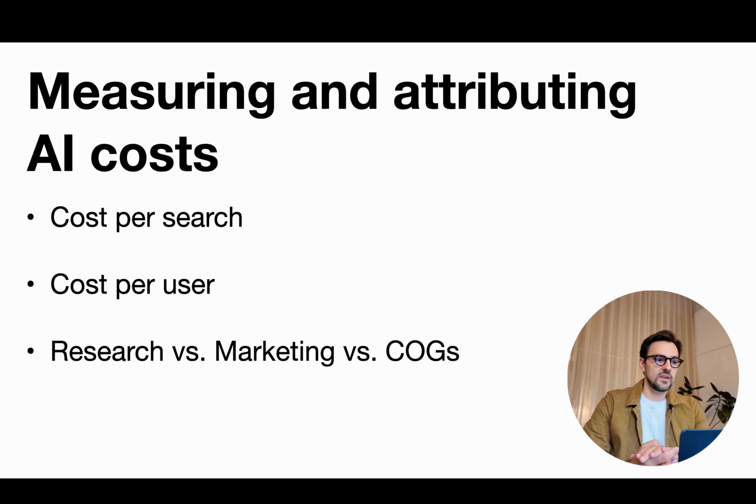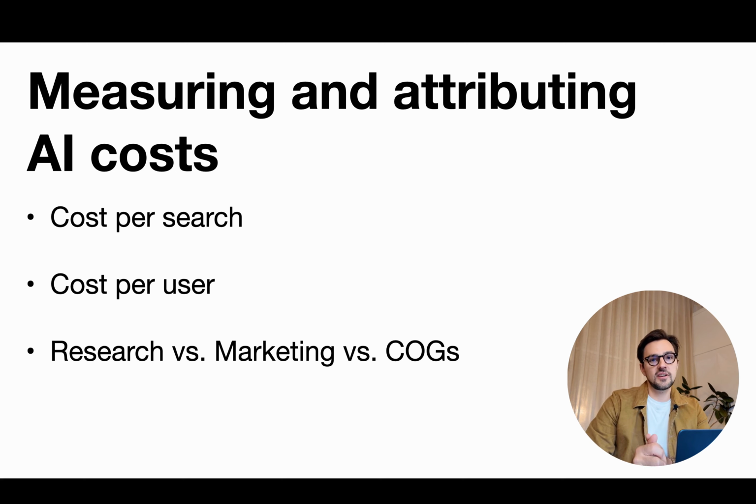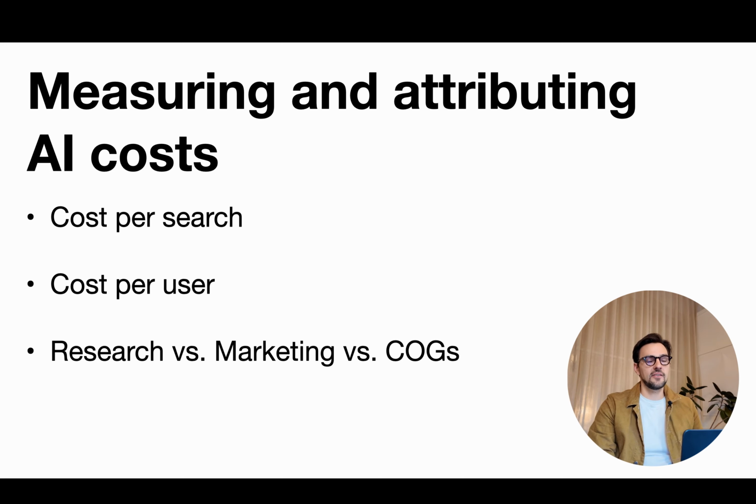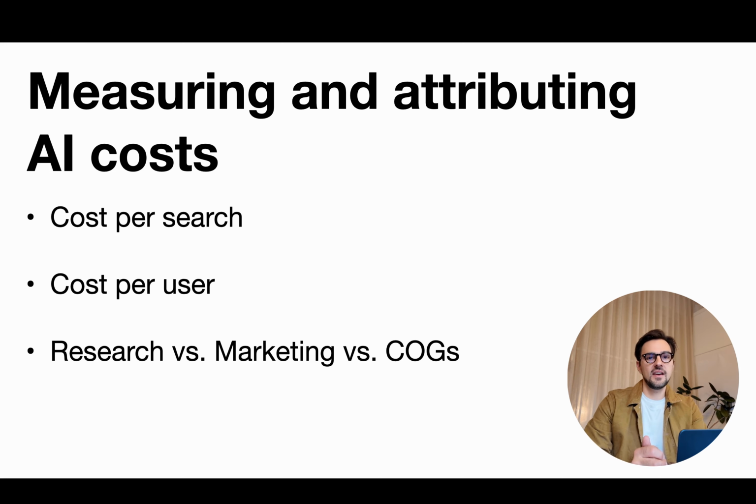So with Velvet, we calculate a cost per search, we calculate a cost per user, and we also like to classify our different AI spend into research, marketing, or COGS. Those are different because if we're running OpenAI on our laptop, that's a research cost, that's development. If someone is logged out and using FindAI, that's really marketing because the person isn't a customer yet. And if someone is a paying customer, then we're calculating that as more part of our cost of goods.